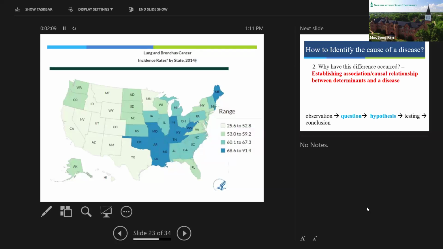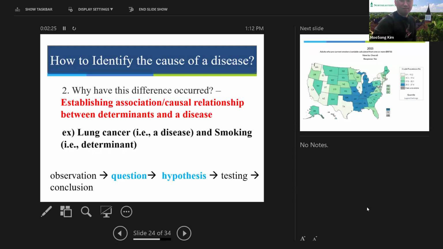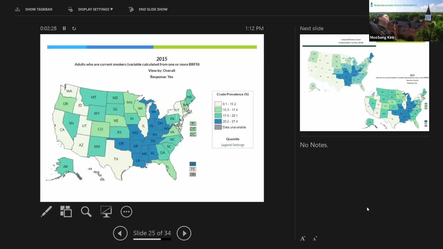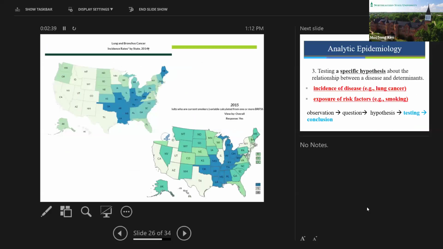I would look at the rates of maybe smoking. Very good. Probably smoking is one of the big factors connected to this cancer. So let's look at the smoking rate in these areas. That is the smoking rate. See the pattern? How similar the patterns are to each other. This one is the lung cancer rate, and this one is the smoking rate. How about the patterns? The patterns are similar, right?